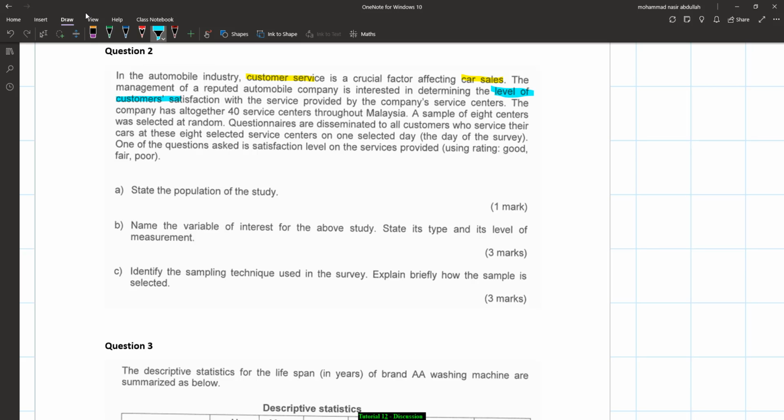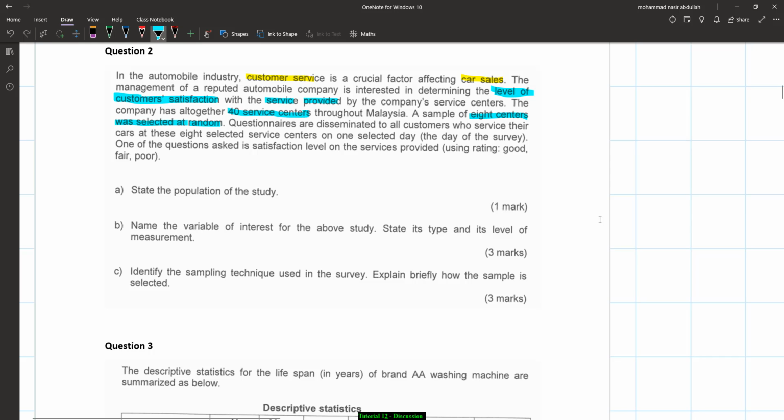So bila kita baca tu kita tahu this is going to be your variable interest. With the service provided by the company or service center lah. The company has altogether 40 service center throughout Malaysia. A sample of 8 centers was selected at random. So the word random here, so kita tahu kita akan fokus kepada probabilistic sampling techniques lah. So they are all 5 techniques yang kita belajar.